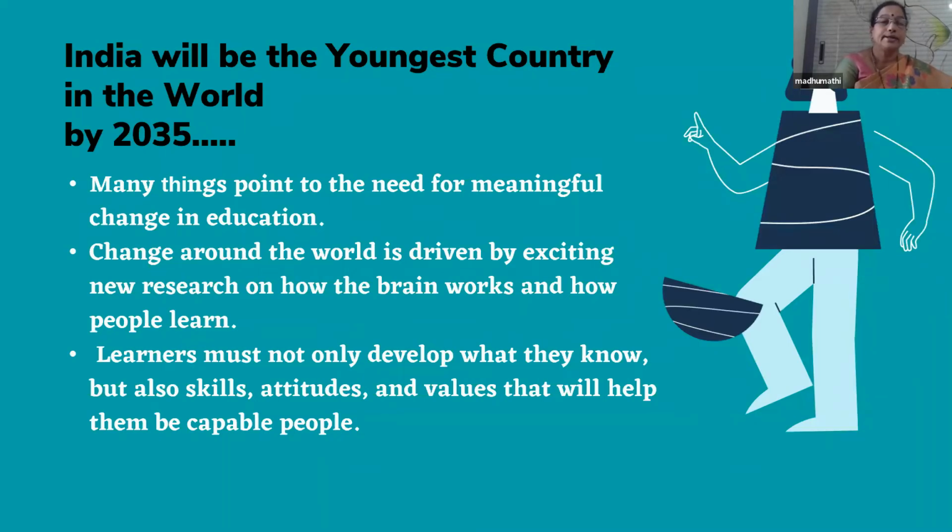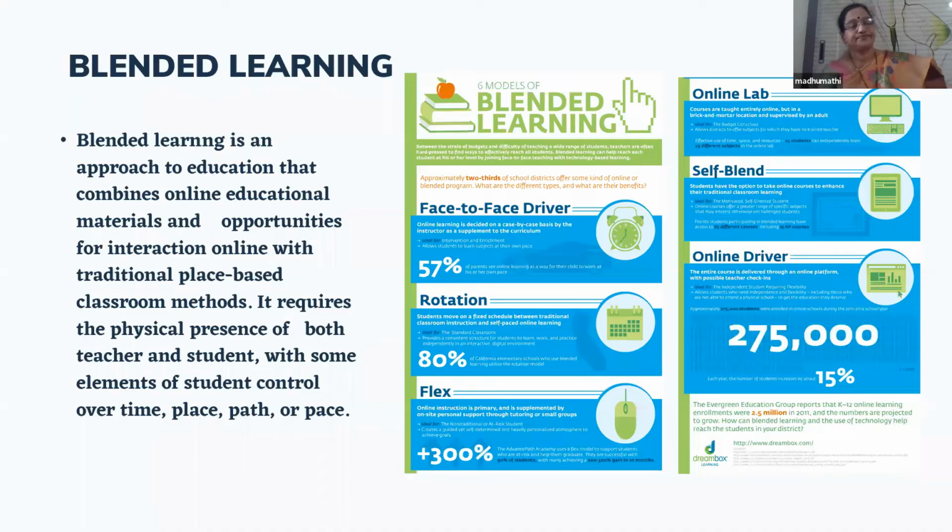Then, why should he be so serious about upgrading his skills? Because India will be the youngest country in the world by 2035. Many things point to the need for meaningful change in education. Change around the world is driven by exciting new research on how the brain works and how people learn. So learners must not only develop what they know, but also skills, attitudes and values that will help them become capable people. That is the reason for the new NEP and the skill set required.